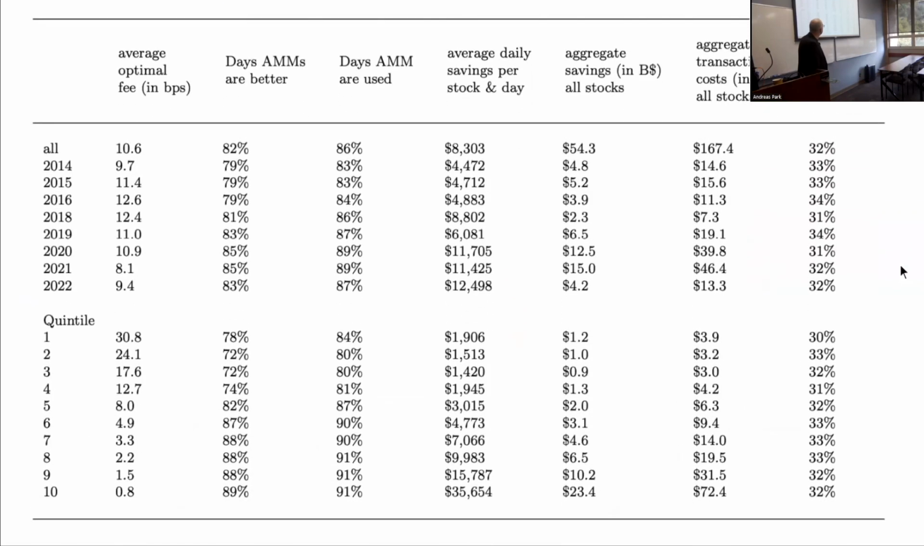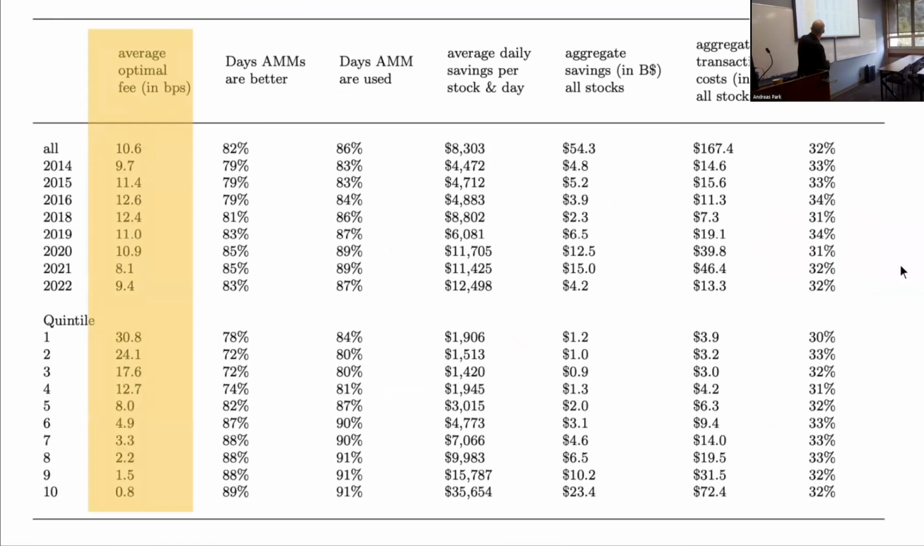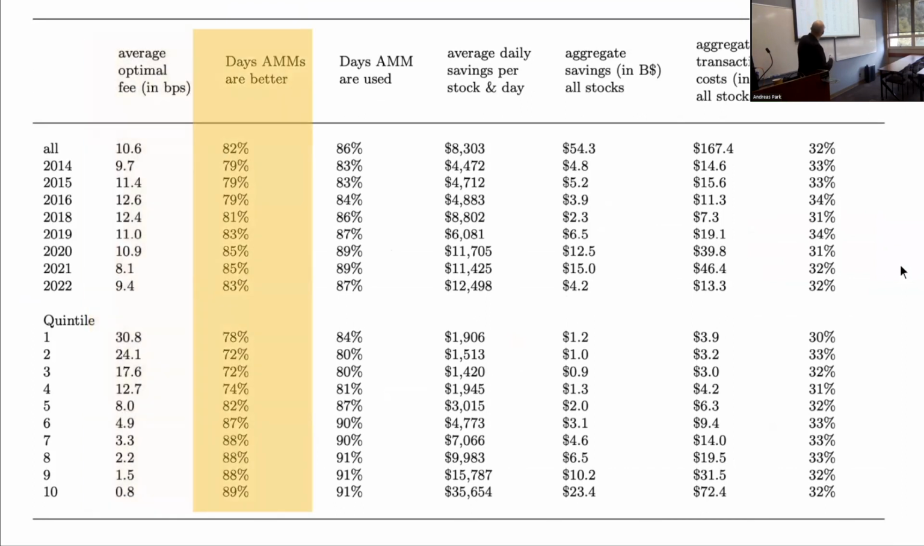So some numbers here, just so you see it. Let's start here. Hold on. The average optimal fee, in basis points, is shown here by year, and this is by quintile, right? It goes from about 31 basis points for the smallest stocks to about 0.8 basis points for the largest. The days that AMMs are better are, across the board, somewhere between the mid-70s and 90% of trading days.